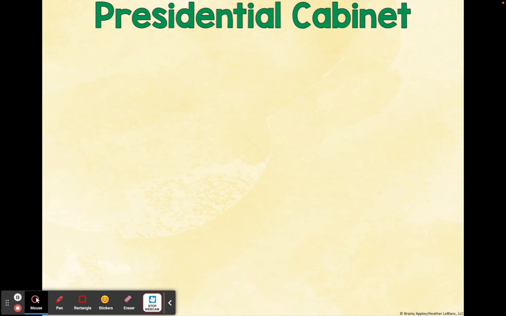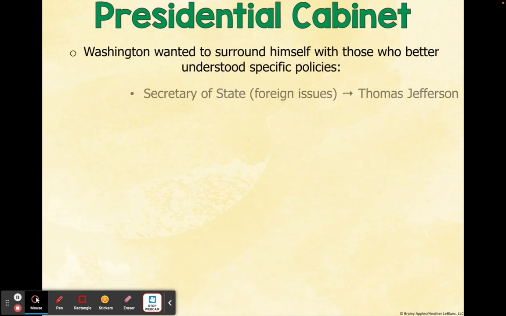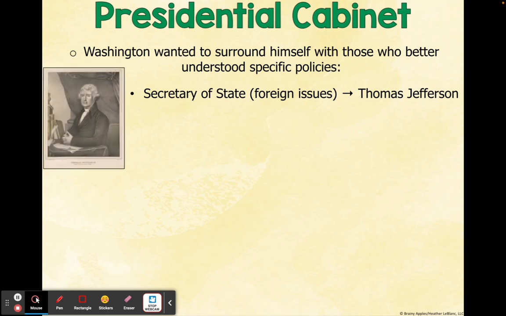So what is a presidential cabinet? This is what the president uses. Think of it as like his team of advisors. They give him advice on how to deal with things. Most people that are president don't know everything about everything. So George Washington wanted to surround himself with people who better understood policies.